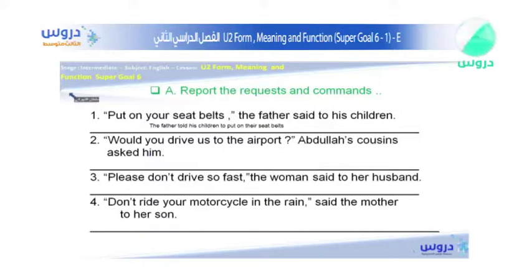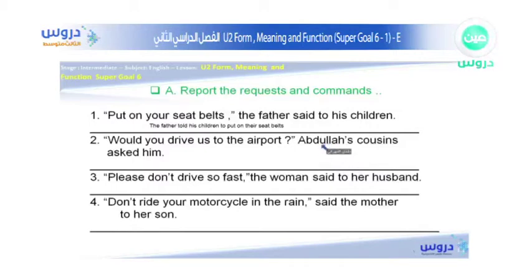Okay, number 2. What do you think about number 2? Who can give me the answer for number 2? Would you drive us to the airport? Abdullah's cousins ask me. So what do you think about this one? Who can tell me? Excellent. We have to start with the subject. Excellent, Abdullah. The first thing, Abdullah. After that.